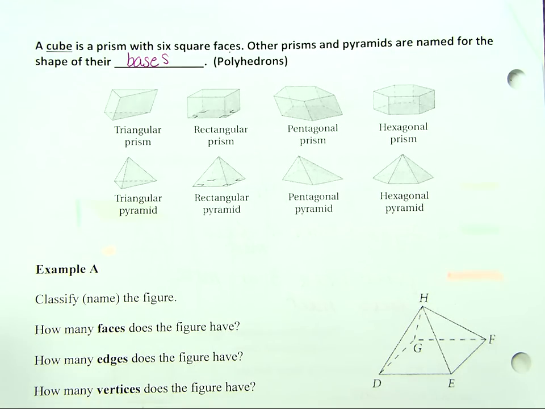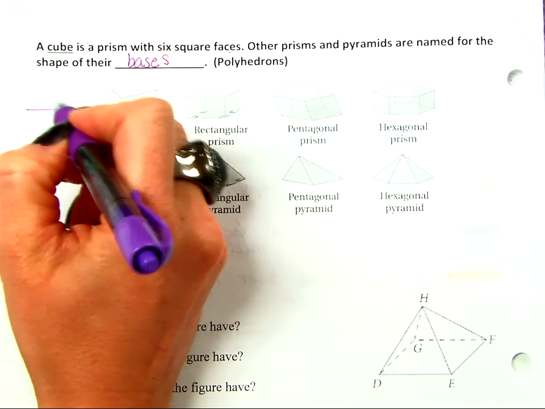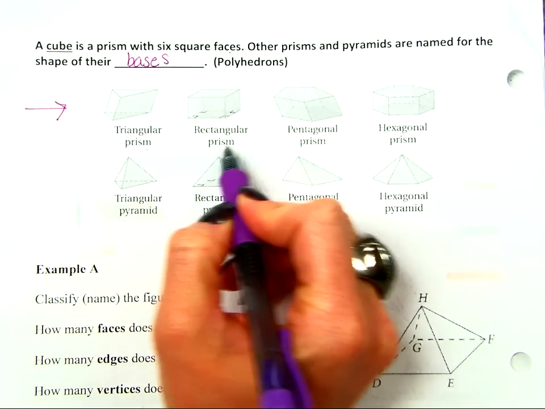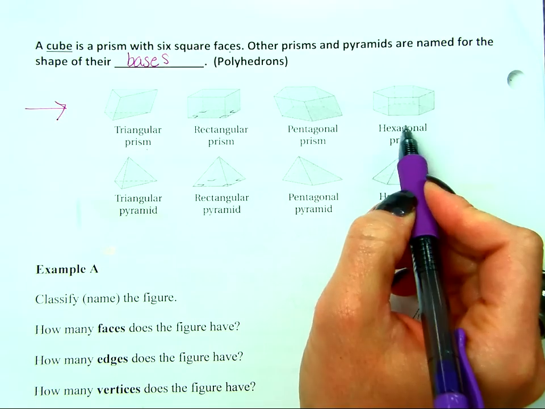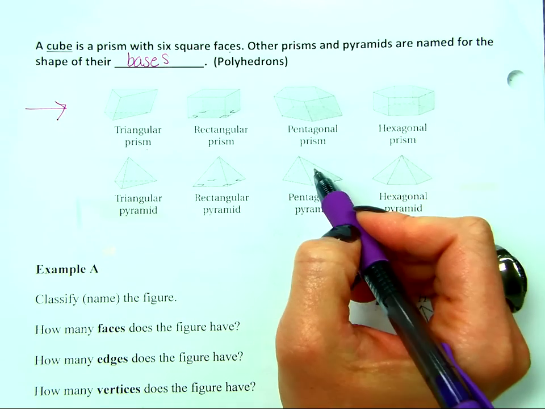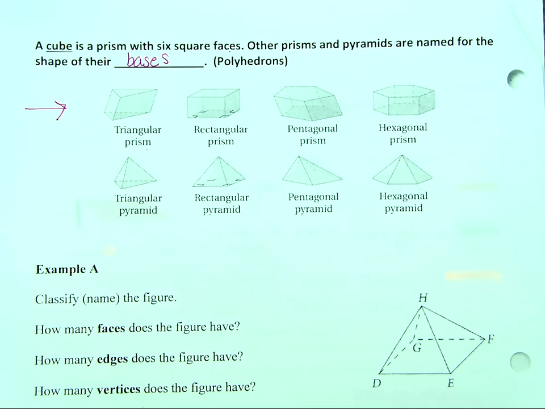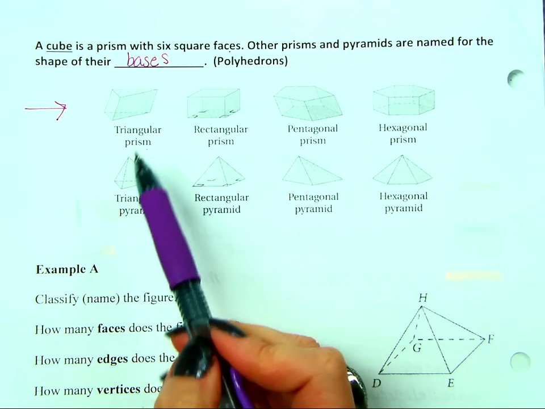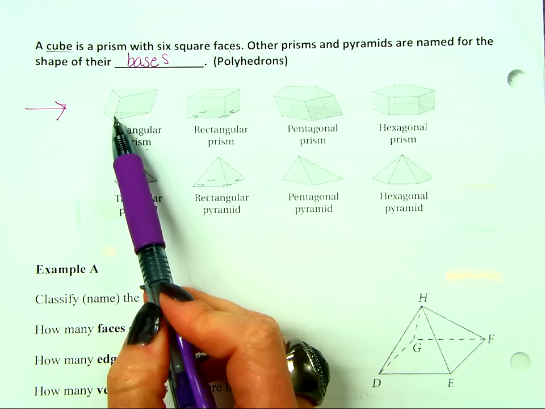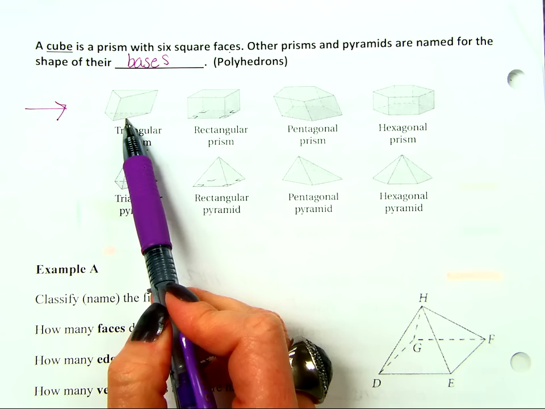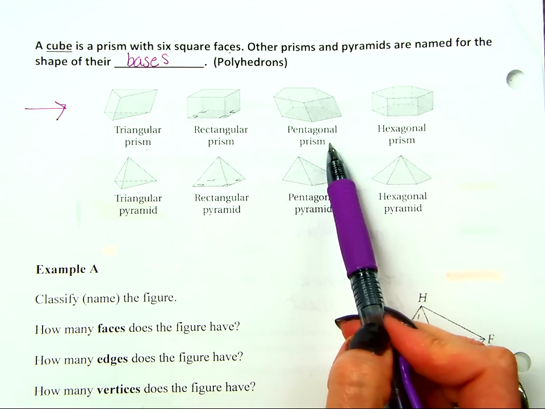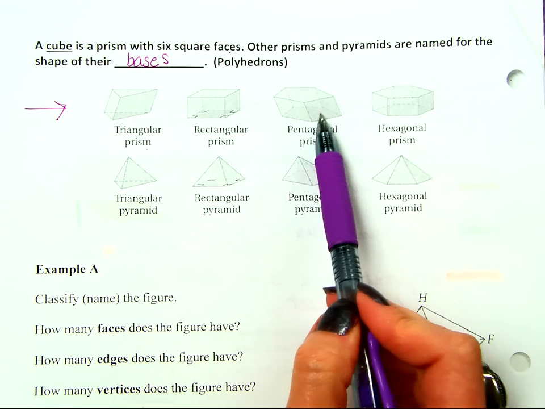Well, you can see at the top here in this row, we have prisms. They're all prisms because they have a top and a bottom. But if we needed to classify them, they would be classified according to their base. This is a triangular prism because the top and the bottom are triangles. Pentagonal because the top and the bottom are pentagons.